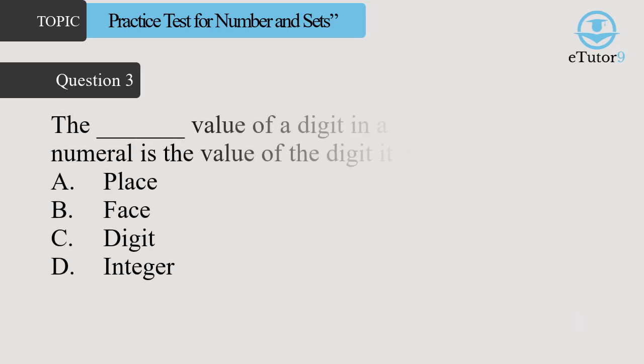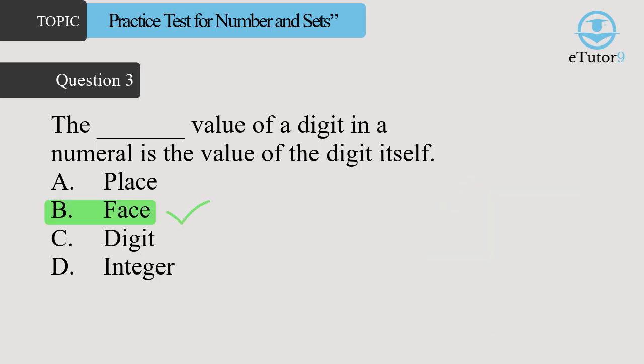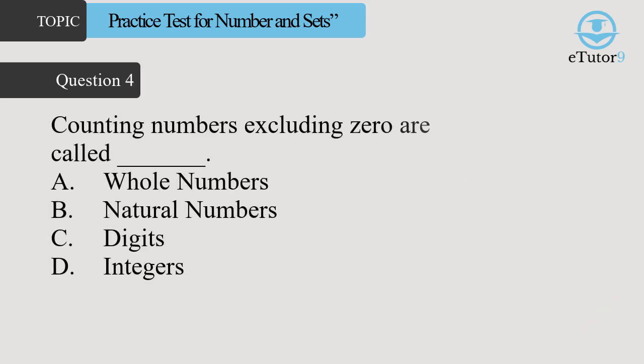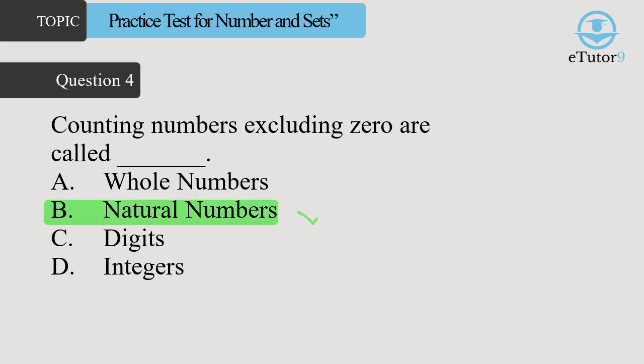Question 3. The dash value of a digit in a numeral is the value of the digit itself. Answer is B. Face. Question 4. Counting numbers excluding 0 are called dash. Answer is B. Natural numbers.